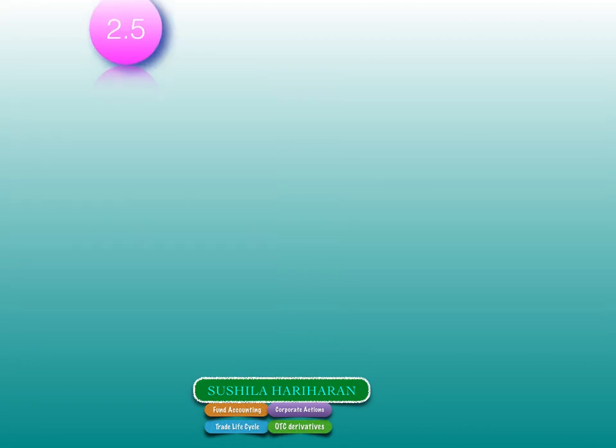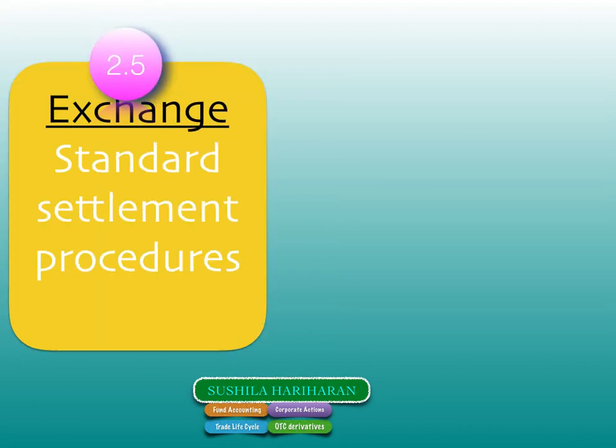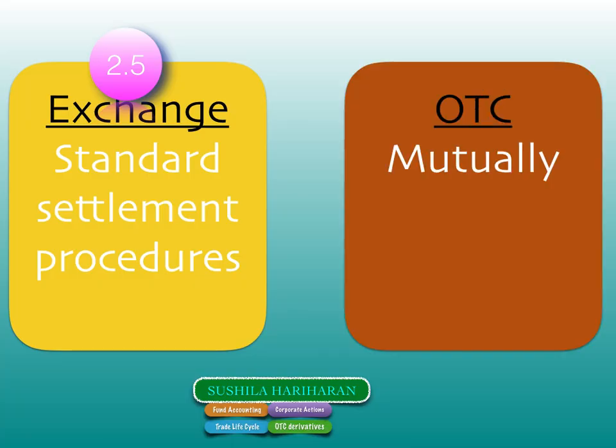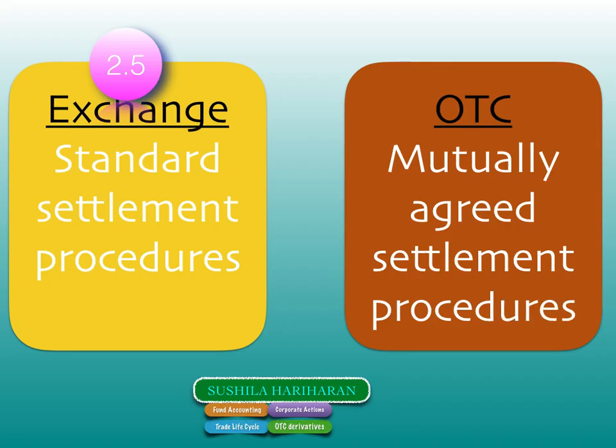each other. A third point of distinction between exchange and OTC is that exchange has standard settlement procedures, T plus 1, T plus 2, depending on which market you're working in. So the dates of settlement are also standardized. On the other hand, OTC is mutually agreed settlement procedures. So the customization extends to mutually agreed settlement procedures as well. So these are some of the points that distinguish OTC markets versus exchange markets.